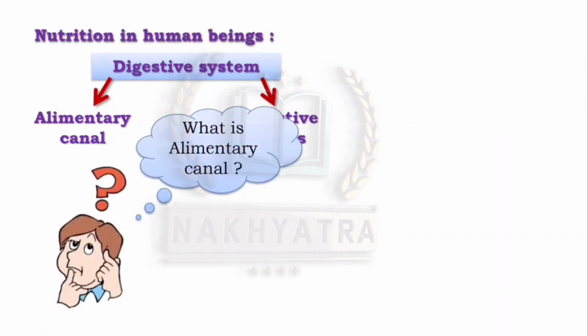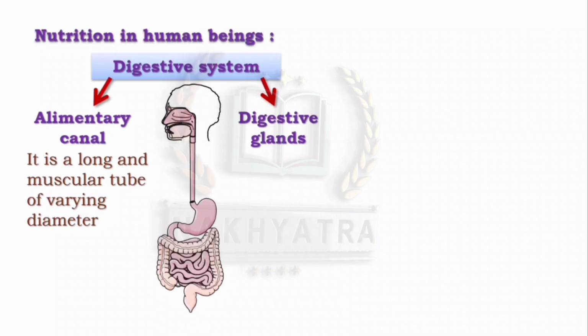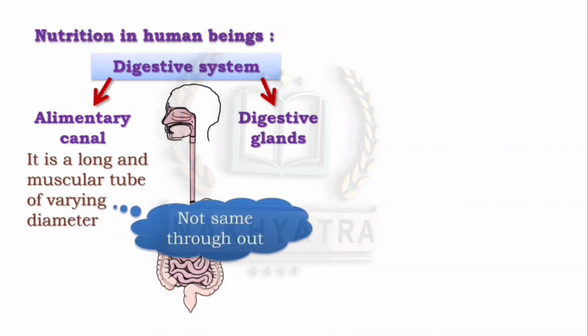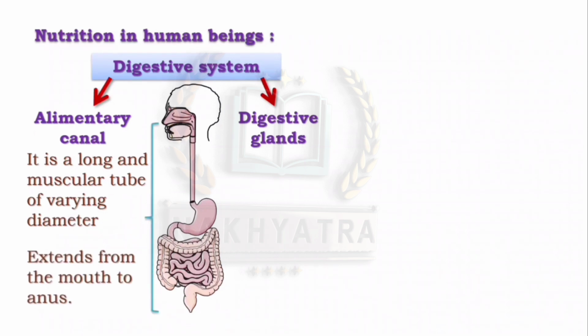Okay, now let us see what is the alimentary canal. It is a long and muscular tube of varying diameter. Varying diameter means it is not the same throughout. The alimentary canal extends from the mouth to the anus.